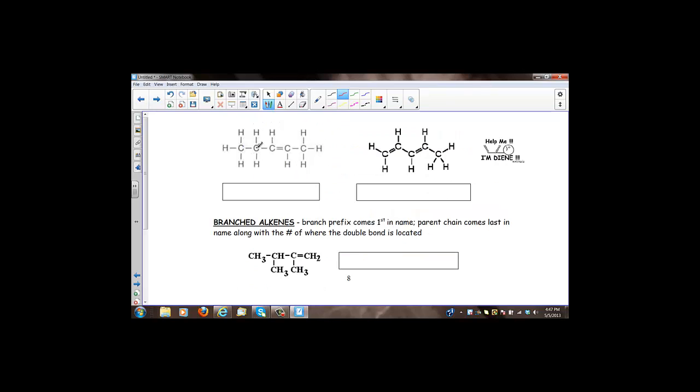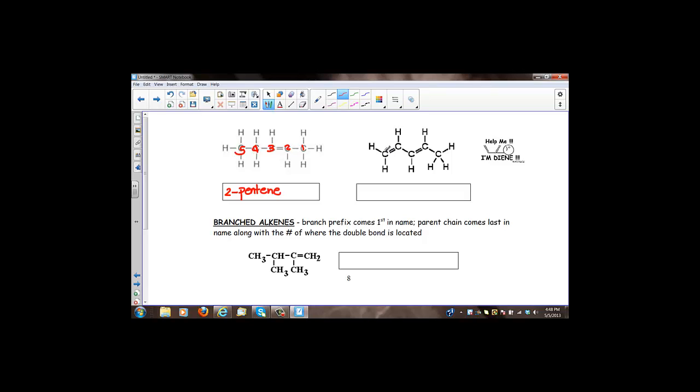So 1, 2, 3, 4, 5, or 1, 2. So we're going to number this from right to left, and we see that the double bond is between the second and third carbon. So we have to name where that is. So 2, and I have 5 carbons, that's the prefix for pent, and it has a double bond, so I use the ending ene. The 2 tells me that the double bond is between the second and the third carbon.